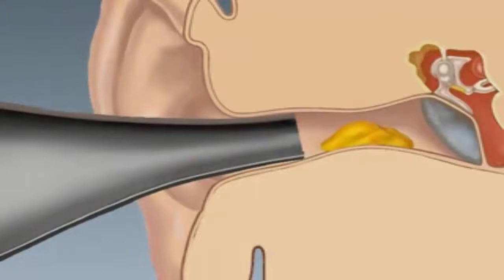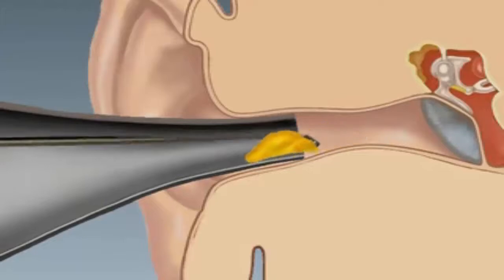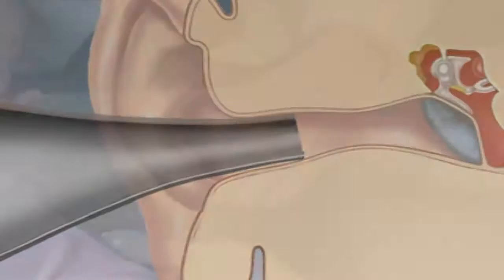Under direct visualization, advance the loop of the curette behind the piece of cerumen. Do not attempt to break through the cerumen, as this may result in further impaction. Rather, try to pass the loop of the curette behind the piece of cerumen, being careful not to traumatize the walls of the external auditory canal or the tympanic membrane with the curette.